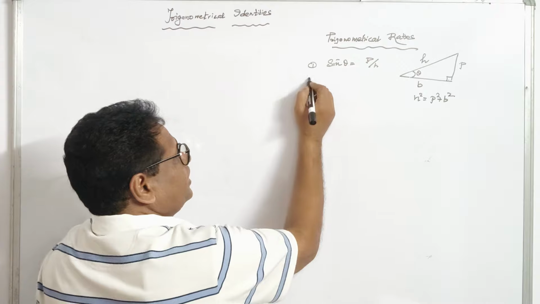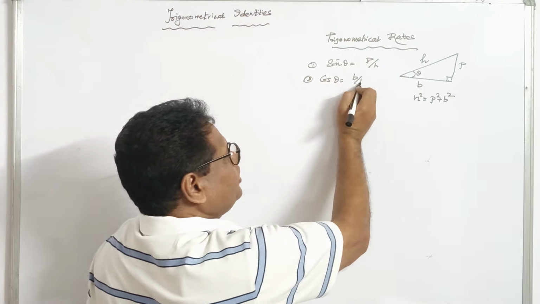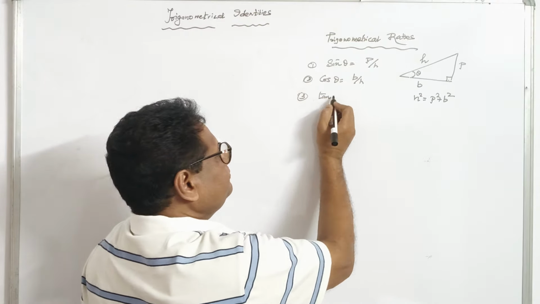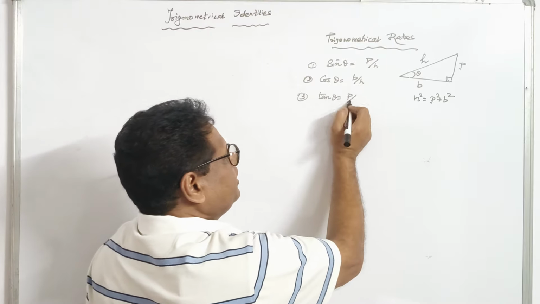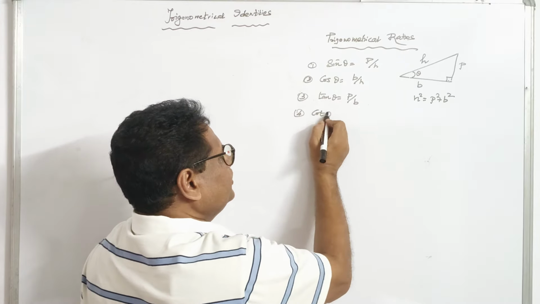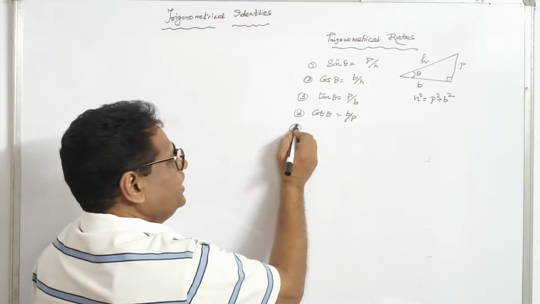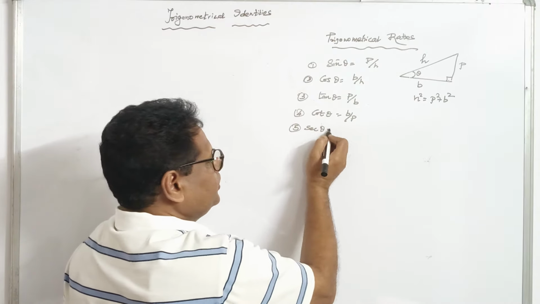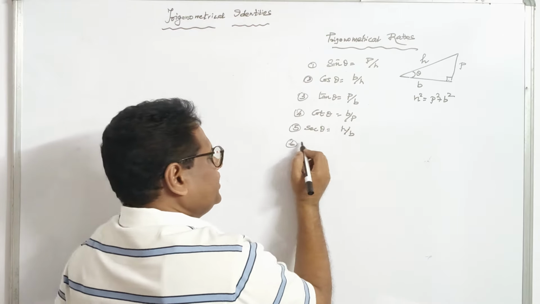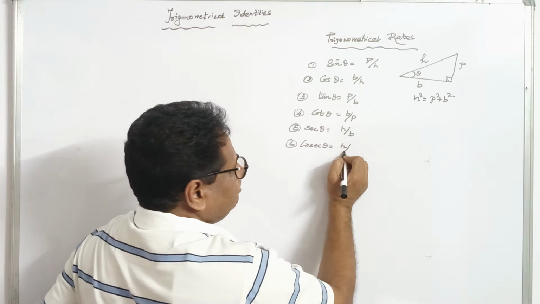Now continuing this, the second ratio is cos theta, which is base by hypotenuse. Then we have tan theta, which is equal to p by b. Then cot theta, which is equal to b by p. Then sec theta, which is equal to h by b. Then cosec theta, which is equal to h by p.